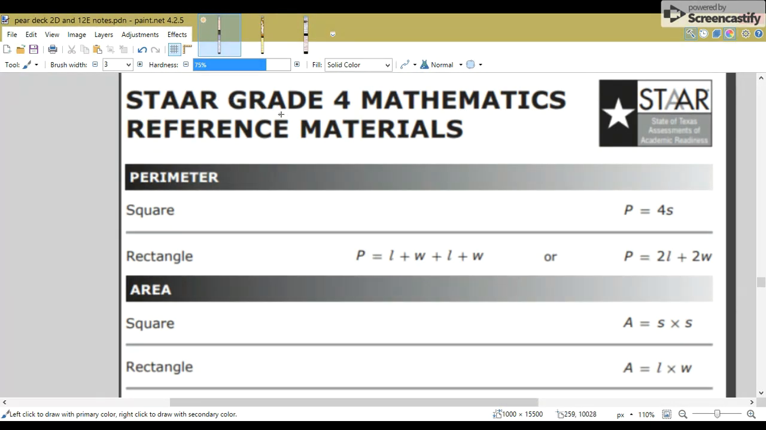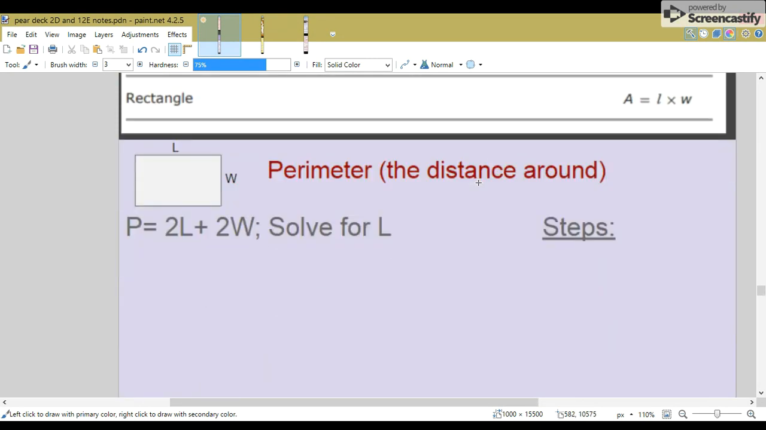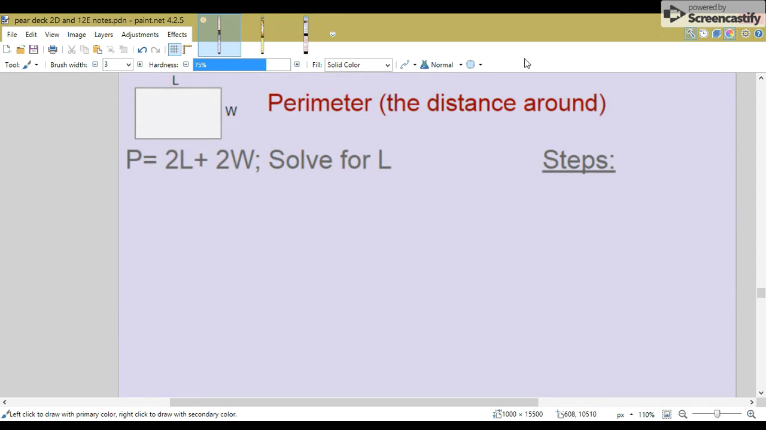Recall your STAAR formula chart from 4th grade. We have perimeter and area formulas. Now let's use that perimeter formula, the distance around, but instead of finding perimeter, let's solve for the length, L.